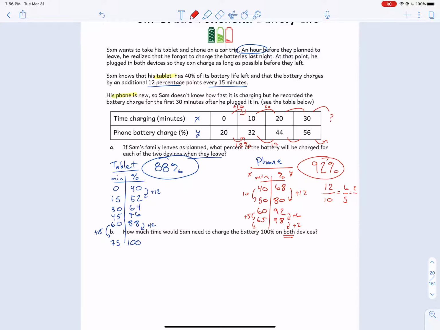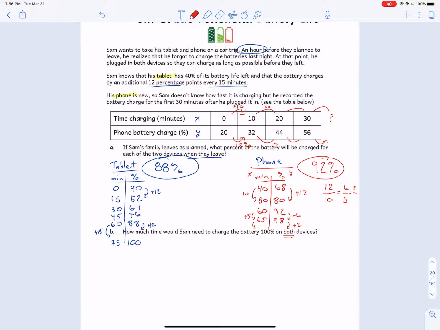So we must charge for 75 minutes to get the tablet to 100%, right? So would 75 minutes be long enough to charge the phone? Just looking at our numbers here, we have 65, and we're going to add a small amount that's less than 5, and that would definitely be less than 75, and that would get it to 100%.